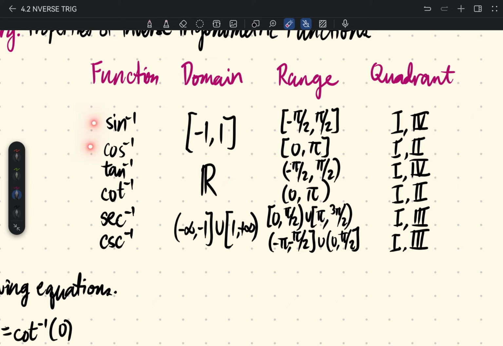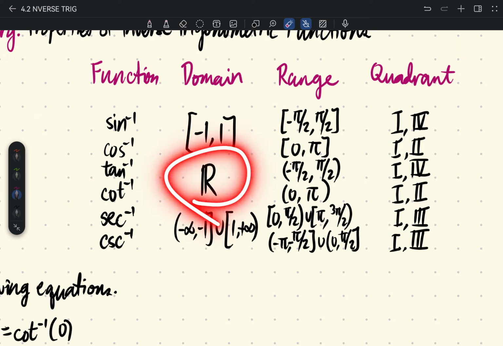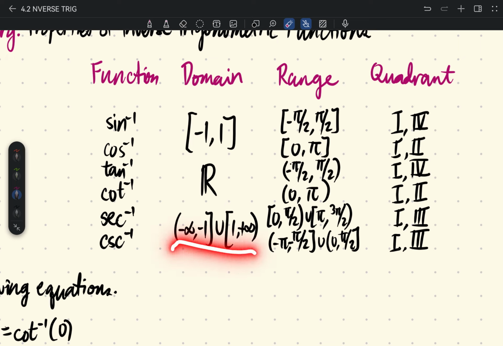For sine inverse and cosine inverse, you have the closed interval -1 to 1. For tangent inverse and cotangent inverse, you have the set of all real numbers. And for secant inverse and cosecant inverse, your domain is this one right here.